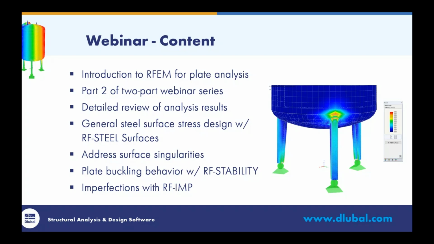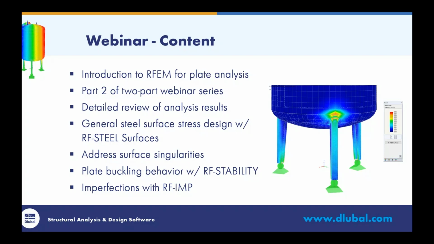Then I want to get into one of our add-on modules within the main program RFEM called RF Steel Surfaces. This will allow us to design a general steel surface based on stresses only. I also want to address surface singularities and how we can combat these within an FEA program. We'll also get into our other add-on module, RF-STABILITY, where we'll be looking at plate buckling behavior, and we'll also relate this to modeling imperfections with our additional add-on module, RF-IMP.